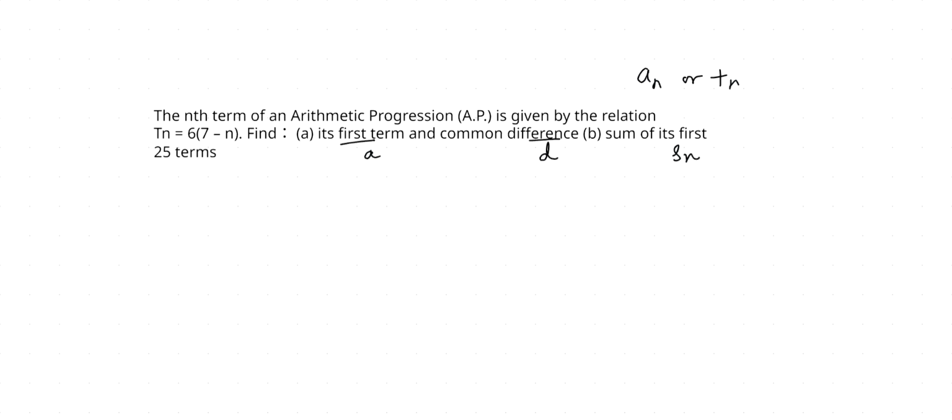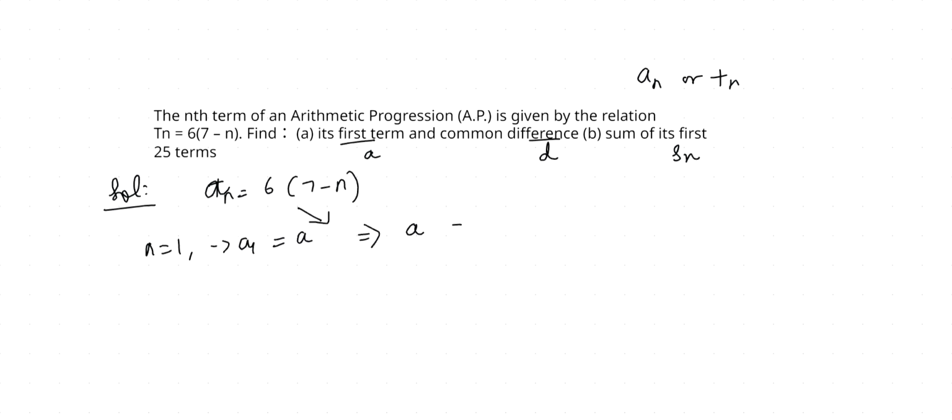So the nth term is given by the relation tn or an. Tn is 6 into 7 minus n. We are so used to an, we'll use a1 because we have a1, a2, and a3 and so on. When you put n is equal to 1, I get a1, or it is nothing but a, isn't it? So a is 6 into 7 minus 1, that is 6 into 6, which is 36. So I get a is 36.